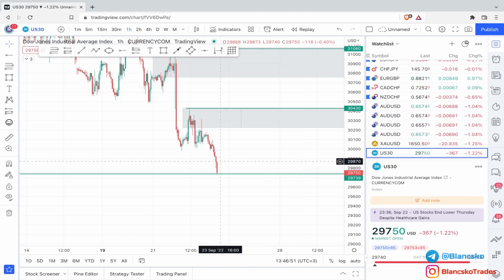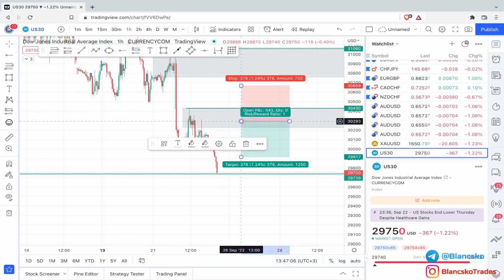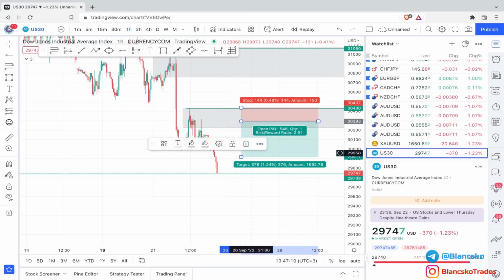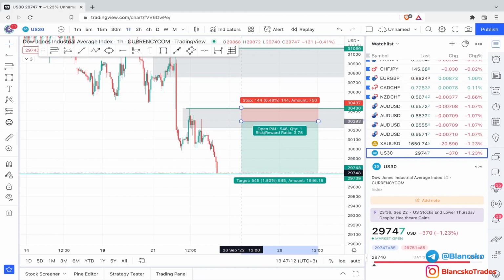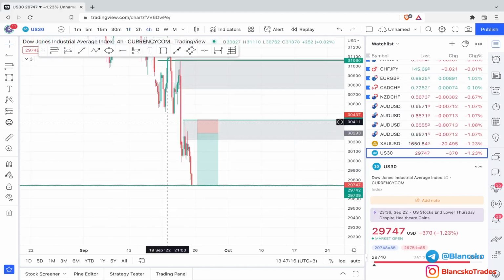I would like to see the price come up here, and here I would like to look for sales. Why? Because we are heading down, and I will most likely look for sales. But since it's the H1, it's gonna be a day trade, an intraday. Okay, I would probably have something like this: entry right here, stop loss here, and probably aim for the previous low.